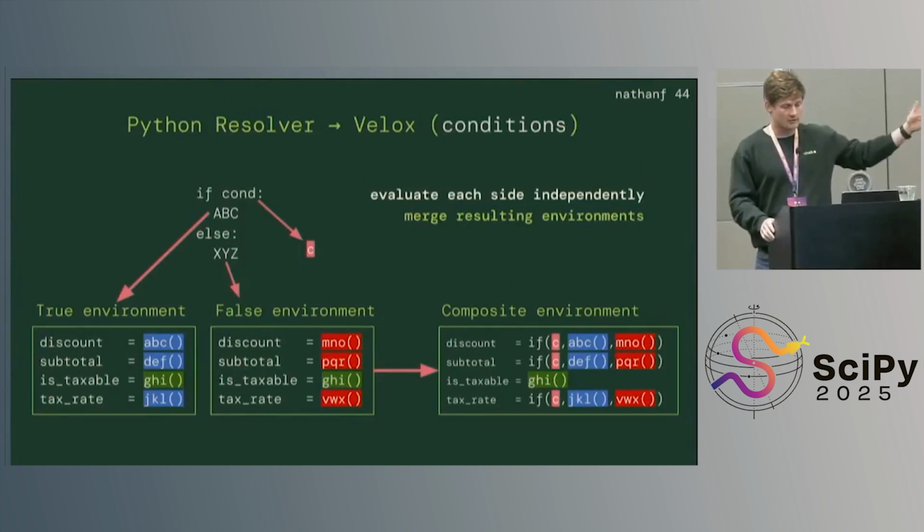So we'd say, well, the discount in the if true environment is ABC, and the discount in the if false environment is MNO. And so we'll say that the discount after running the if statement is going to be if C ABC, else MNO. And you do that for basically all of these, and if you have some which didn't participate in either the if true or the if false environment, then you can just assign them to whatever they were at the beginning of the function.